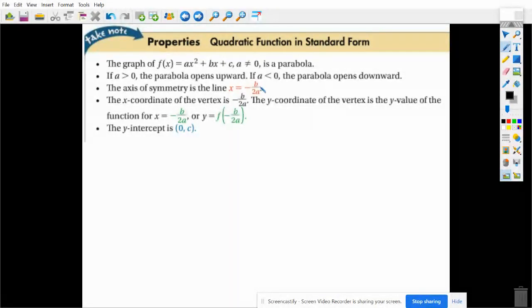And then we define the vertex as negative b over 2 times a, and then you plug that value in for x to get the y value. The y-intercept, and this is a new important topic here, is always the ordered pair (0, c), where c is that number at the end of the parabola equation. There's some important info on this slide that I'm going to ask you in a few problems in Delta Math.